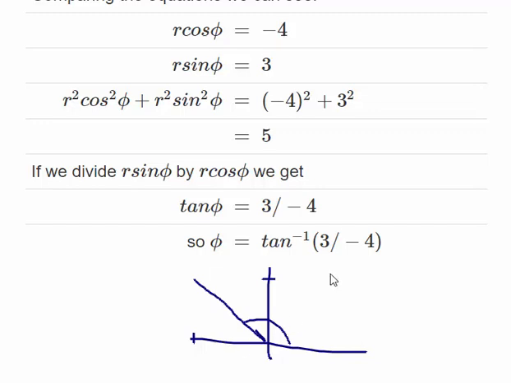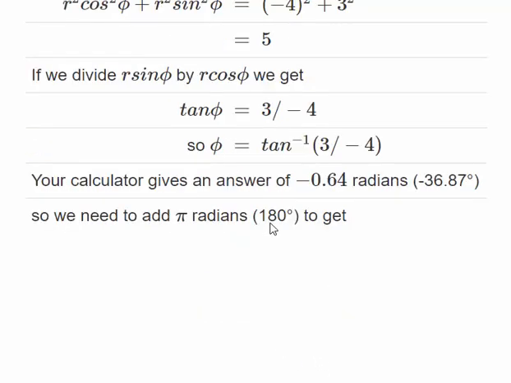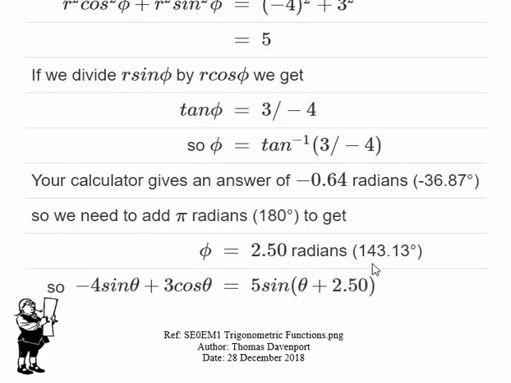Now when we put this into the calculator, we get minus 0.64 radians, which is this angle down here. So adding pi radians to minus 0.64 gives us 2.5 radians or 143 degrees. So our final answer is minus 4 sine theta plus 3 cos theta is equal to 5 sine theta plus 2.5 radians or 143 degrees.